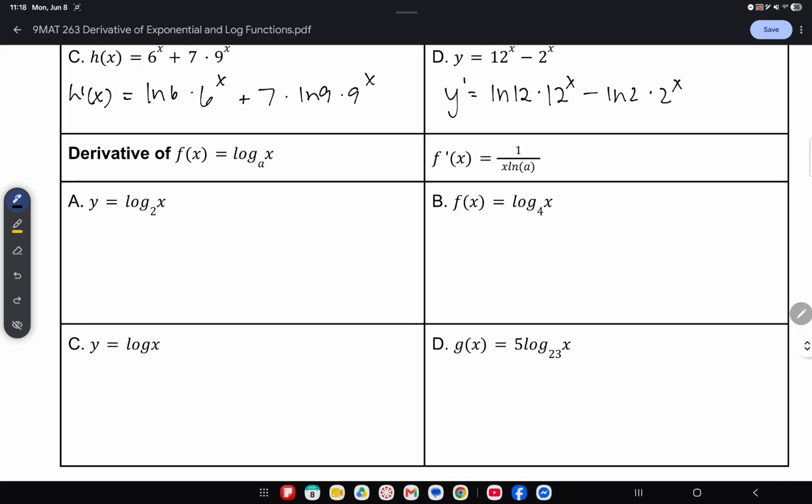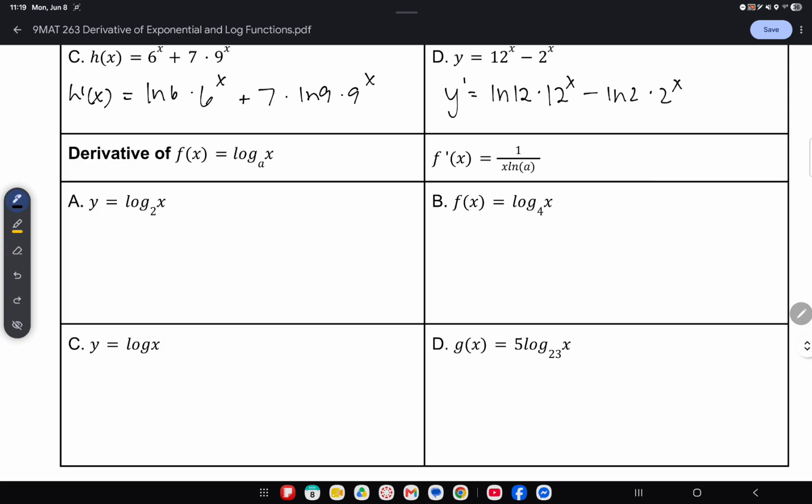All right, what if we have other log functions? So natural log has a base of e, right? So that's why we get 1 over x. Because of this rule here, we have 1 over x natural log of a. Well, for natural log of x, we get 1 over x, and then natural log of a is the base, which is e, and ln of e is just 1. So that's why we get 1 over x. Okay?